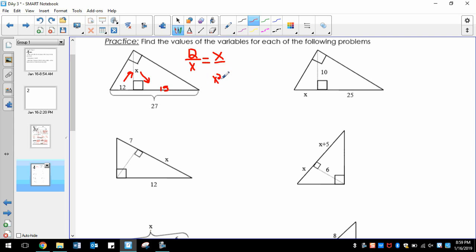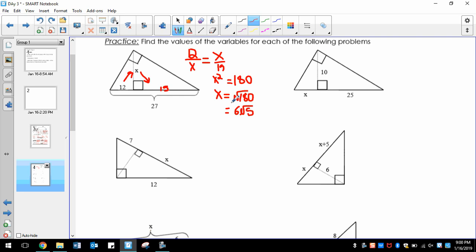X squared is 15. X squared is equal to 180. So you guys are definitely going to have to do the square root here and then simplify, because 180 can definitely be simplified. So I'm going to have x is equal to the square root of 180. If you practice your simplifying of radicals, you'll find that the biggest perfect square that is a factor of 180 is 36. So the square root of 36 simplifies to just 6, and then the other factor is 5. So that would be your final answer for x right there.